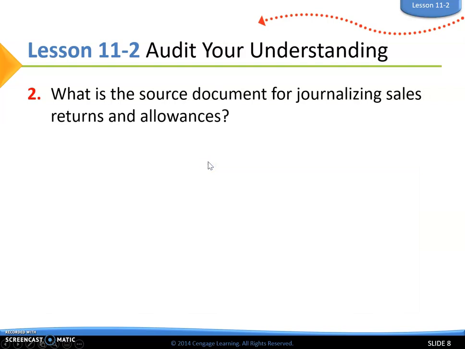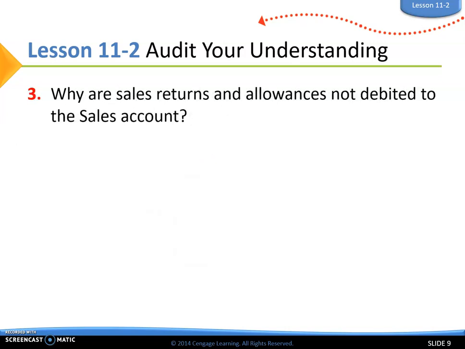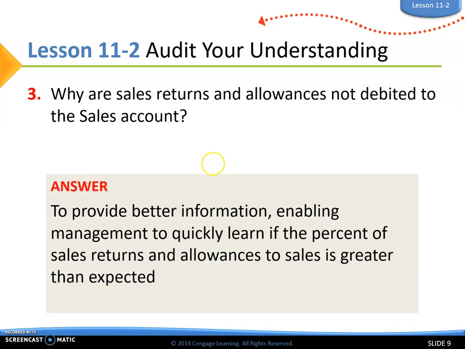Number two, what is the source document for journalizing sales returns and allowances? We're going to use a credit memorandum. Number three, why are sales returns and allowances not debited to the sales account? We don't want to just debit them to the sales account and decrease that sales account, because we want to acknowledge that there was a sale that was made and then merchandise was returned.